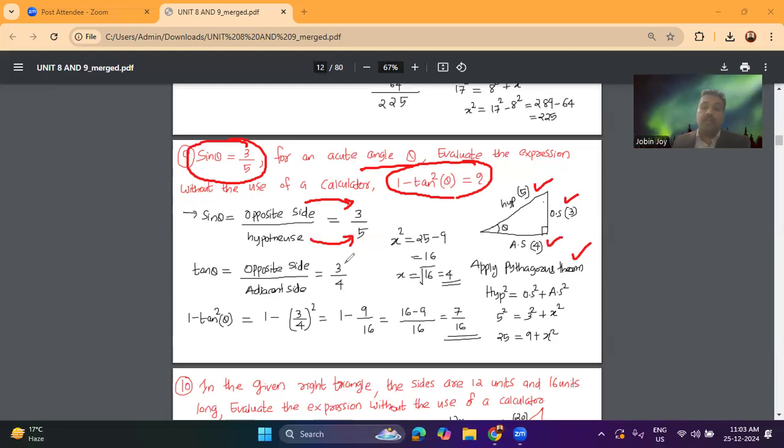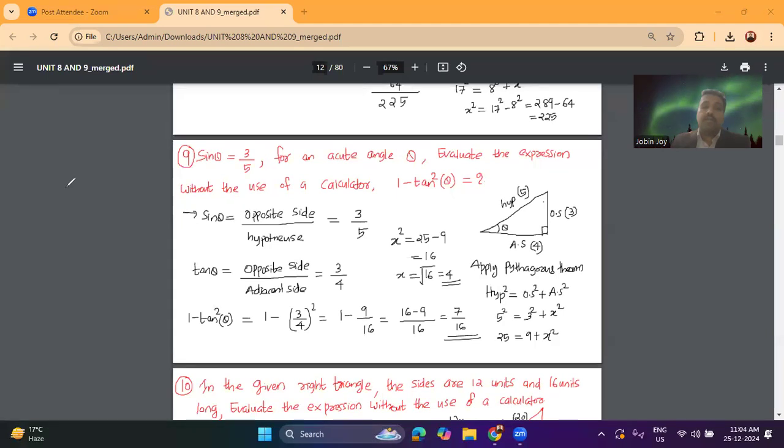Now I can calculate tan. What is tan? Opposite side by adjacent side. That means 3 by 4. Then I will substitute the value into this expression. 1 minus tan square theta is equal to 1 minus (3 by 4) the whole square, which is equal to 1 minus 3 square by 4 square. 3 square is 9, 4 square is 16. I will take 16 as LCM. Then 16 minus 9, that is equal to 7 by 16. So the answer of this expression, 1 minus tan square theta, is equal to 7 by 16.